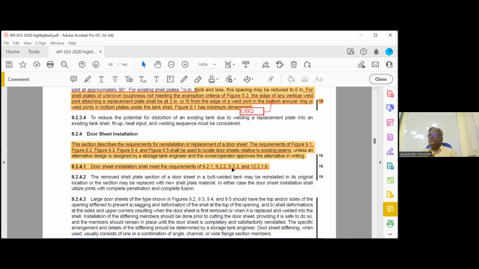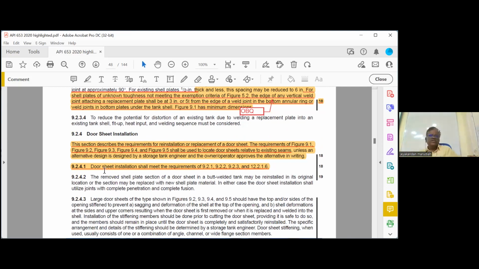Now we will go to the door sheet installation. Definitely there will be at least 2 questions from the replacement shell. Next one will say how to put a patch plate on the shell. So door sheet, after that we will go.